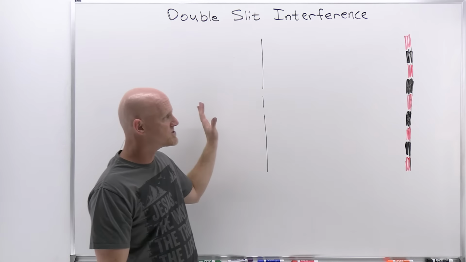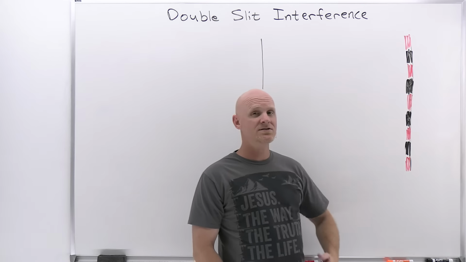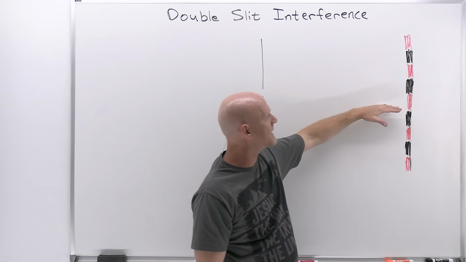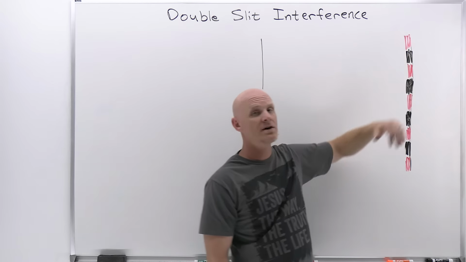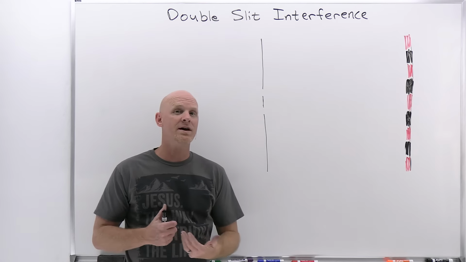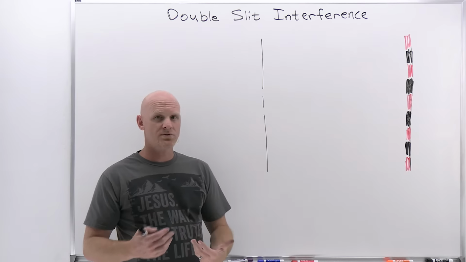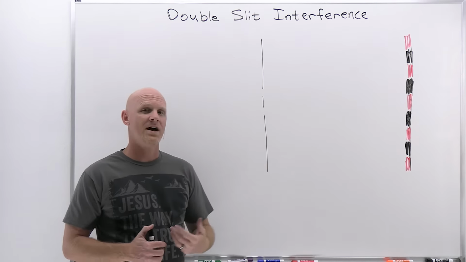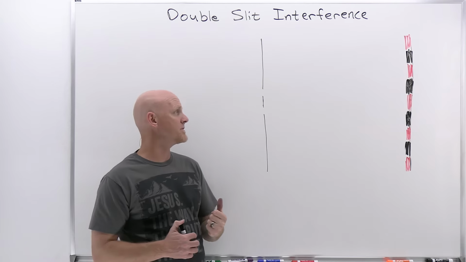And it turns out if you shine them on a screen, you do see this interference pattern where you see alternating light and dark fringes, we call them. And it's the same interference pattern you see with water waves and other sorts of waves, which again gave credence to the fact that light has wave-like properties.